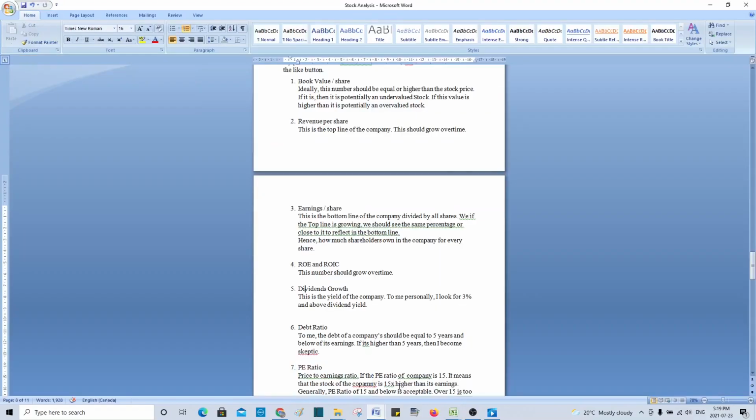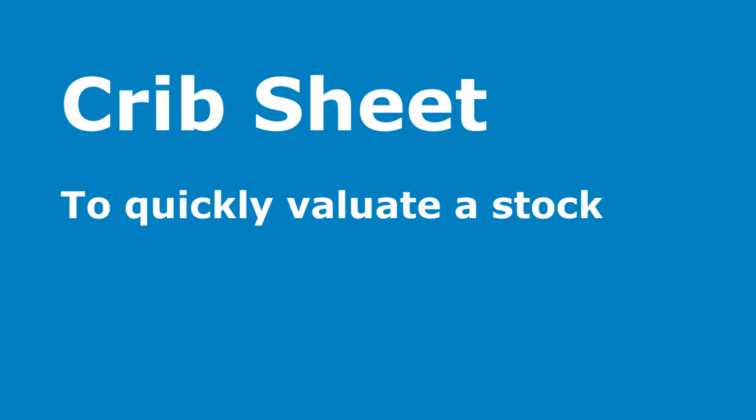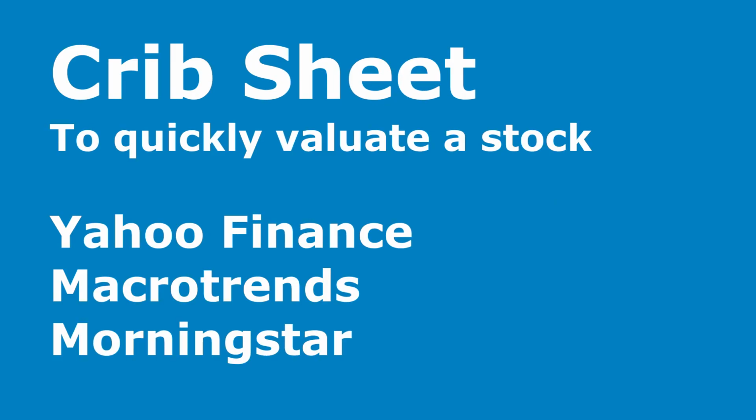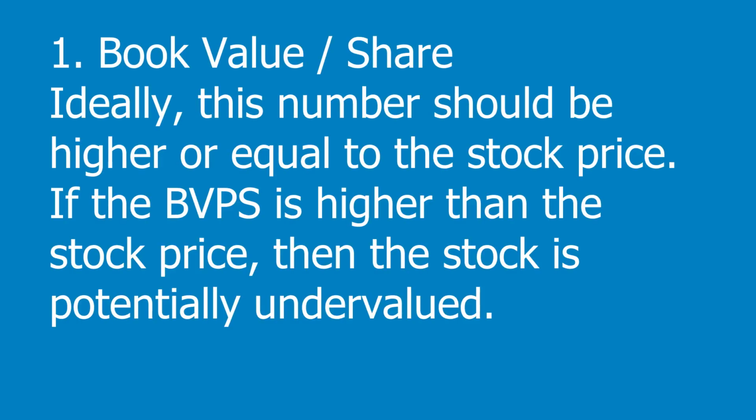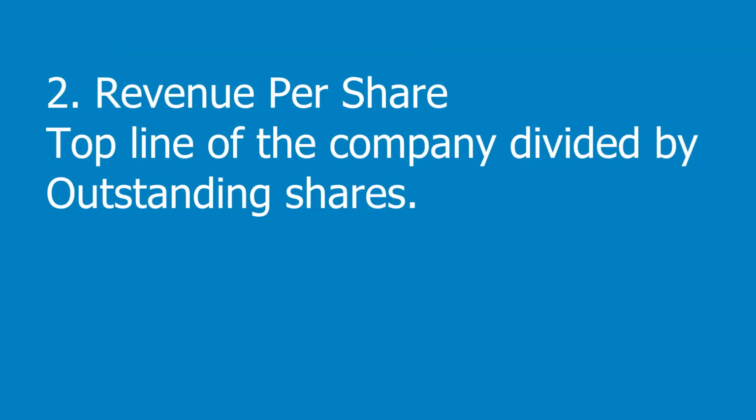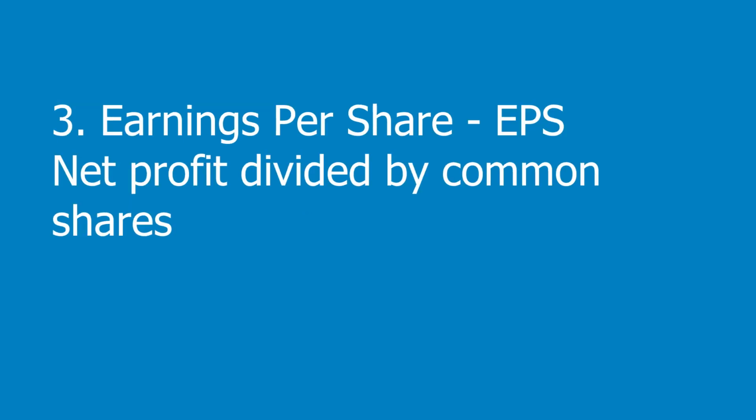Now, as I promised at the beginning of this video, I will share with you a crib sheet or a cheat sheet. This sheet will quickly evaluate a stock, and all of these ratios are available on Yahoo Finance, Macro Trends, and Morningstar. The first one in the crib sheet is the book value per share. Ideally, we want to see it equal to or higher than the stock price. Revenue per share is the second one. Revenue per share is the top line of the company divided by the outstanding shares. The earnings per share is the bottom line. The earnings per share is the company's net profit divided by the number of common shares.